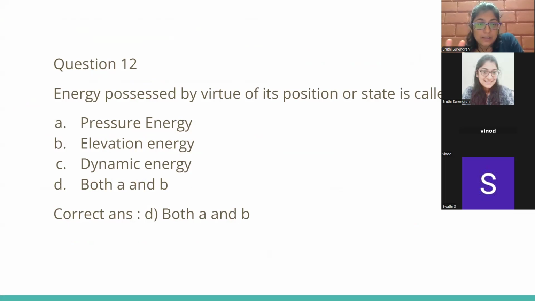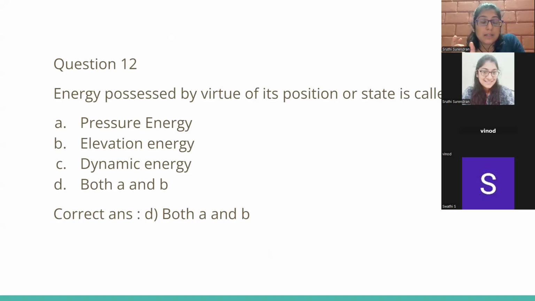So the three forms of energy that is possessed by water is pressure energy as a result of the pressure exerted by water, elevation energy as a result of the position of the water from the mean sea level. Both of them are a function of the position of water. We also take into consideration the level at which water is in pressure energy as well as in elevation energy.